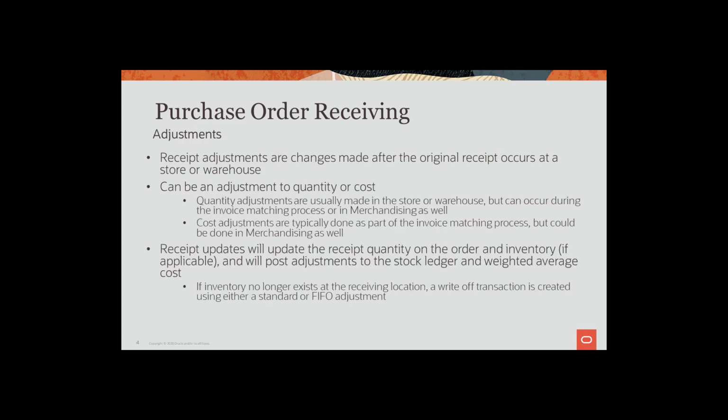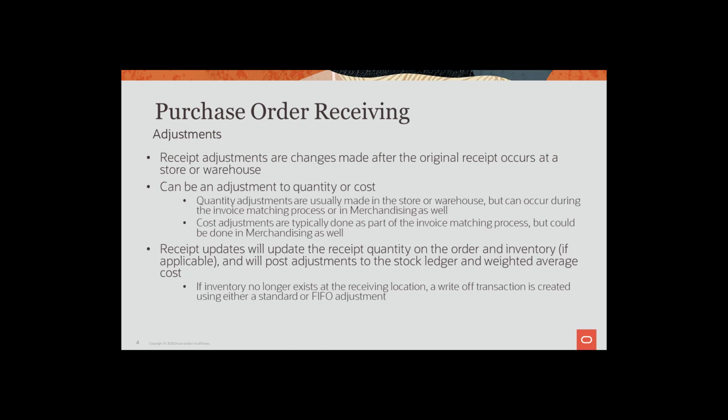Receipt adjustments are adjustments made to the quantity or cost of a received PO shipment. Receipt adjustments can be made in several different ways. Quantity adjustments are usually made in the store or warehouse where the receipt occurred to ensure inventory accuracy between systems. However, in some cases, adjustments cannot be made in the source system, usually because the inventory has already been shipped out or sold. In these cases, adjustments may occur in the invoice matching process or in the merchandising inventory screens. Quantity adjustments made in the merchandising or invoice matching are integrated back to the store to keep inventory in alignment.